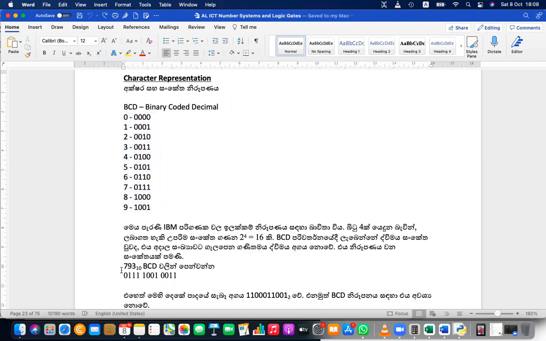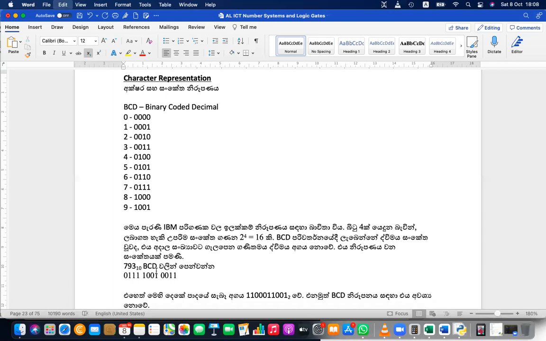For example, 793: you can represent 7 as 0111, 9 as 1001, and 3 as 0011. And you are not going to mention anything like the base here. You don't want to put that, because this is a representation, not a calculation. In calculation, yes, you need to put the base. But here, this is a representation, so you can forget this.